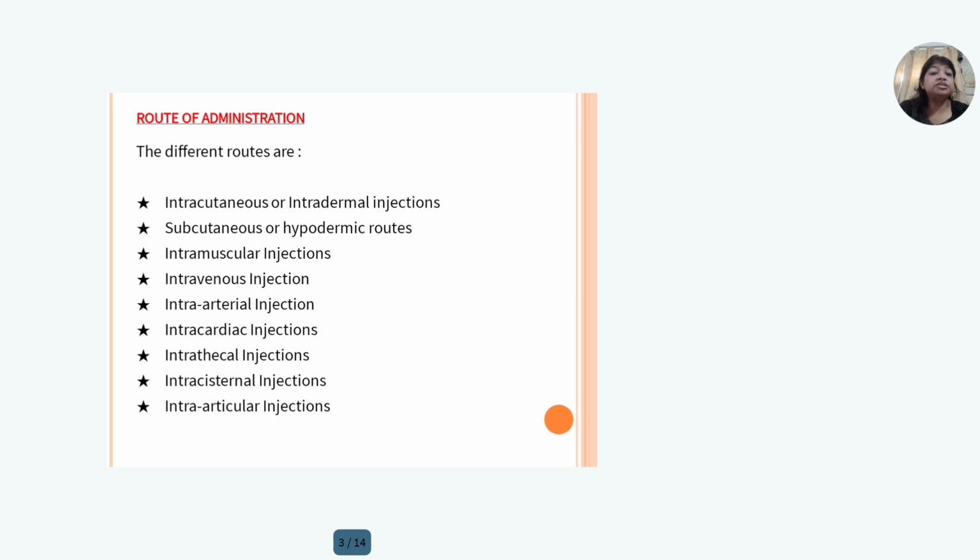So, the different routes of parenteral drug administration are the intracutaneous or intradermal injections, subcutaneous or hypodermic routes, intramuscular, intravenous, intraarterial, intracardiac, intrathecal, intracisternal, and finally intraarticular. These are some of the important routes of parenteral drug administration. So let us discuss one by one.